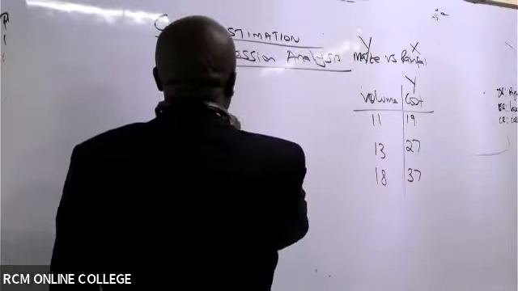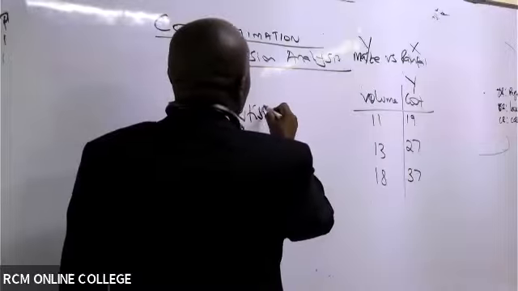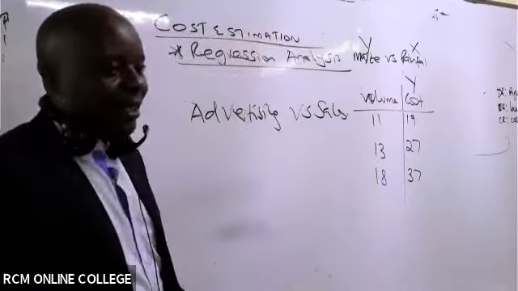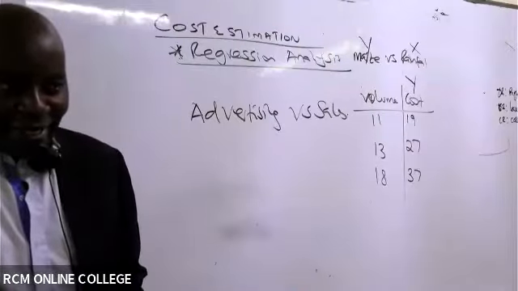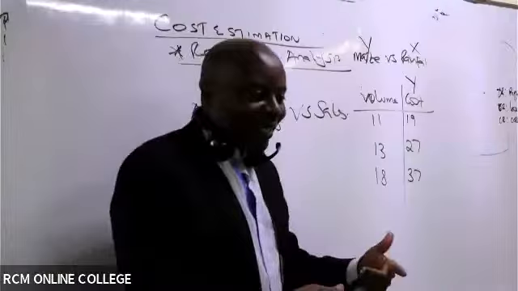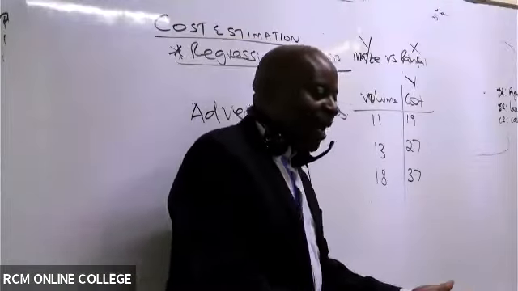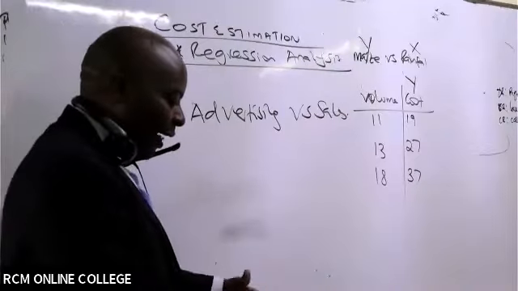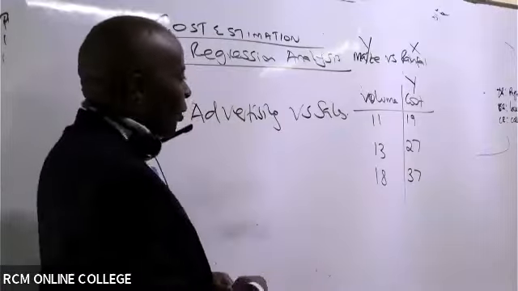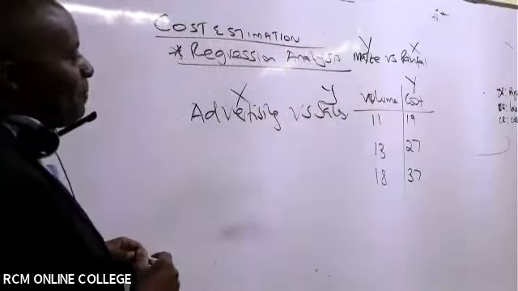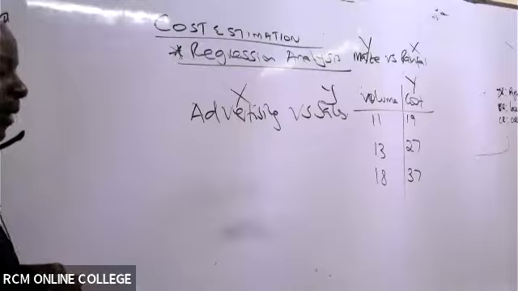So we have here advertising versus sales. Without thinking or winking your eyes, tell me which one is the Y. Sales depends on advertising. The more we advertise, the more the sales. If we advertise, sales responds positively. So you are right, we have here Y. The other one automatically takes what here? X. Is that okay? Very good.